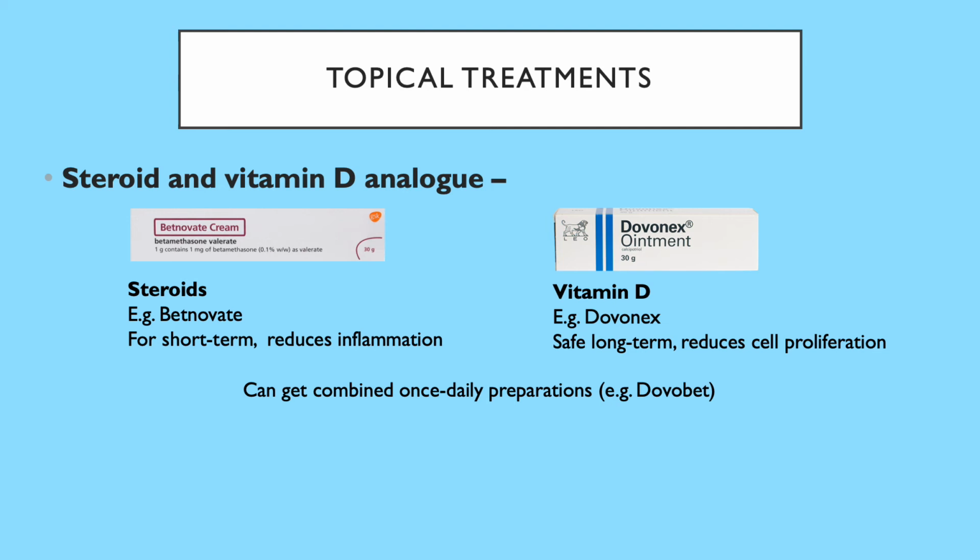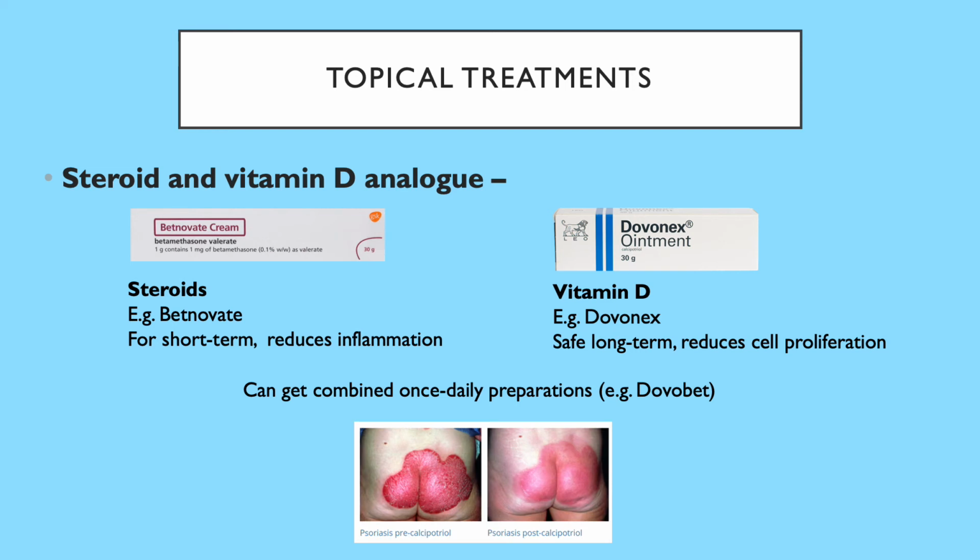However, steroids are generally for short-term use to control flares, so you shouldn't use steroids for more than 8 weeks at a time, and you need a 4-week treatment break before restarting it again. The picture below shows psoriasis before and 6 weeks after vitamin D treatment. You can see that after treatment the patches are less scaly and thick. For scalp psoriasis, steroid and vitamin D are available as scalp preparations.